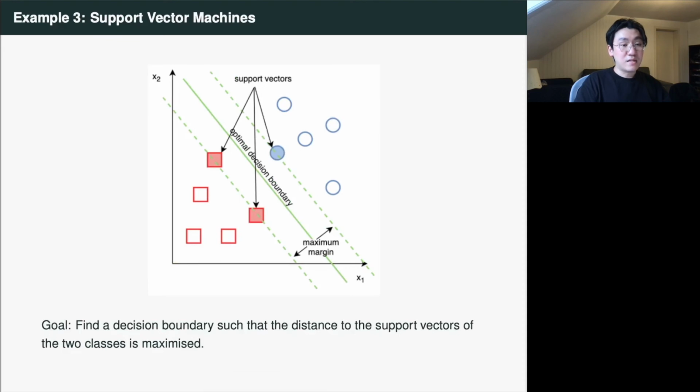If we look at the example, we can find some data points are harder to classify than others, like these 3 data points. We call them support vectors. The goal of support vector machines is to find the optimal decision boundary such that the margin between the support vectors of the 2 classes is maximized.